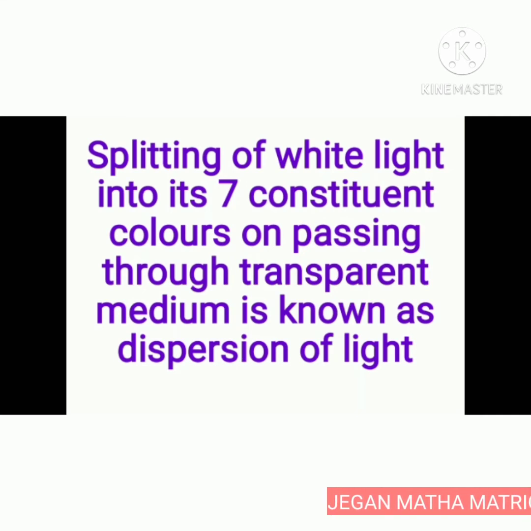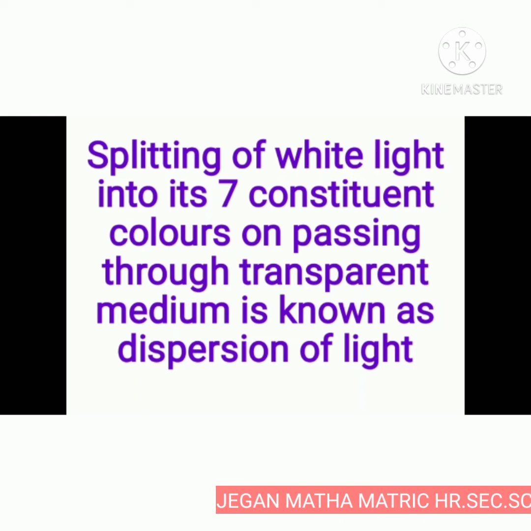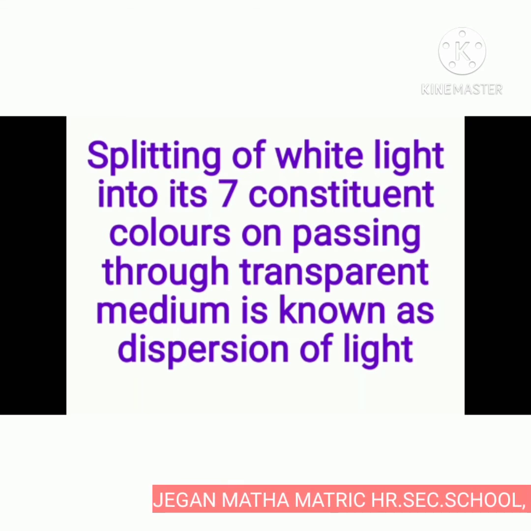So, the splitting of white light into its 7 constituent colors, that means wavelengths, on passing through a transparent medium, is known as dispersion of light.